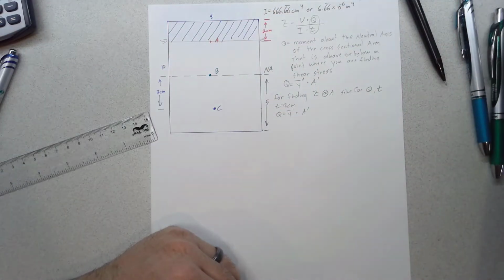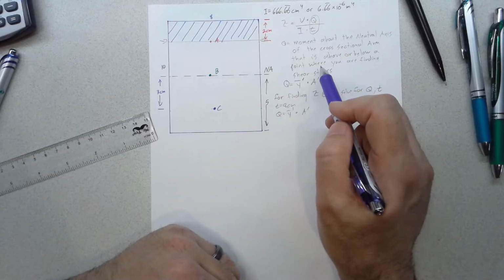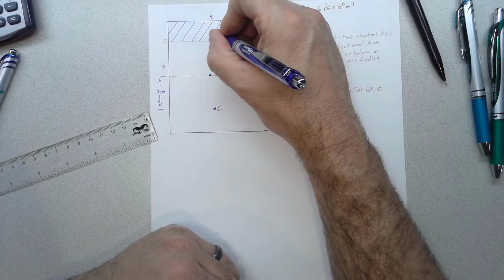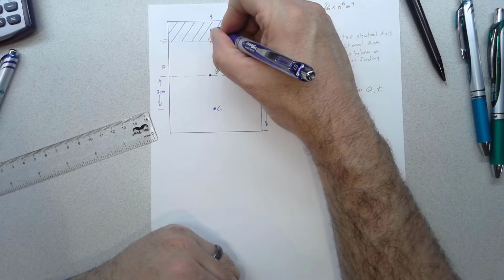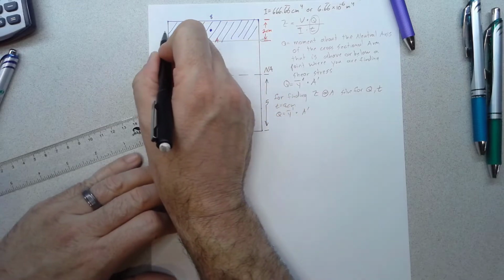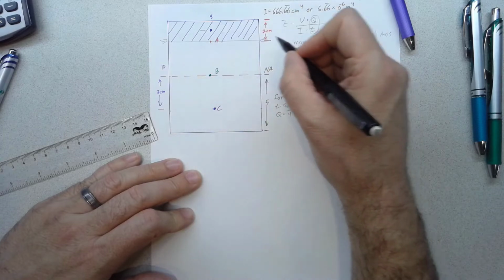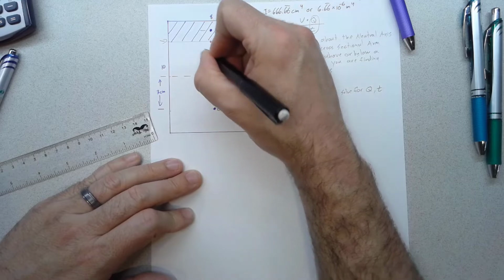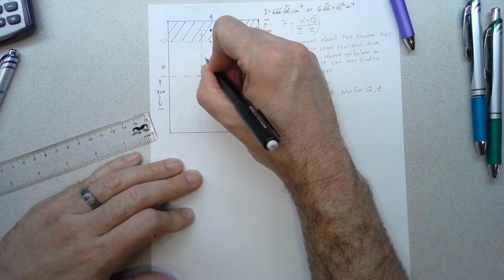So let's do it that way first. We do know that we're going to need to know the distance. This y bar prime is the distance from the centroid of the area that we're looking at. So this is 2 centimeters, so the centroid of it is going to be 1 centimeter above that. So this distance right here from the centroid of the area that we're looking at, A prime, to the neutral axis. So this is y bar prime when we're looking at A.